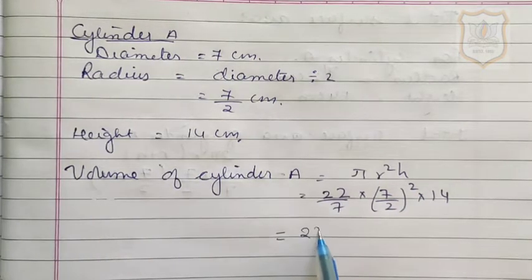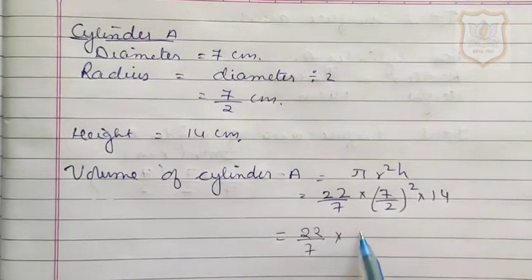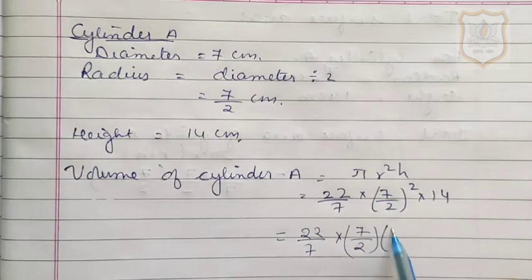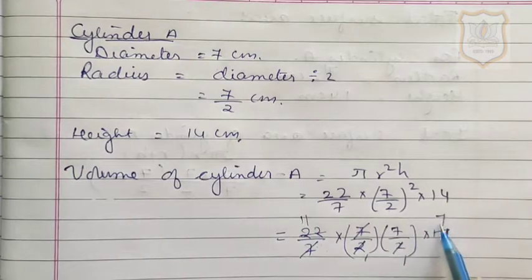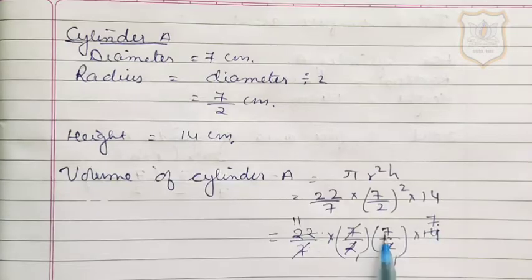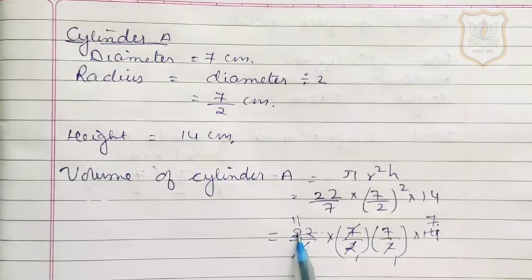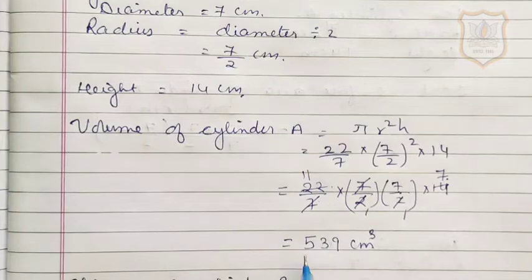Here students, 22/7 we will write as it is. 7/2 square will be 7/2 into 7/2 into 14. Now 7 we will cut from above the line and below the line. Now 2 ones are, 2 11s are, 2 ones are, 2 sevens are. Students, 7 sevens are 49, 49 11s are 539 centimeter cube. So the volume of cylinder A is 539 centimeter cube.